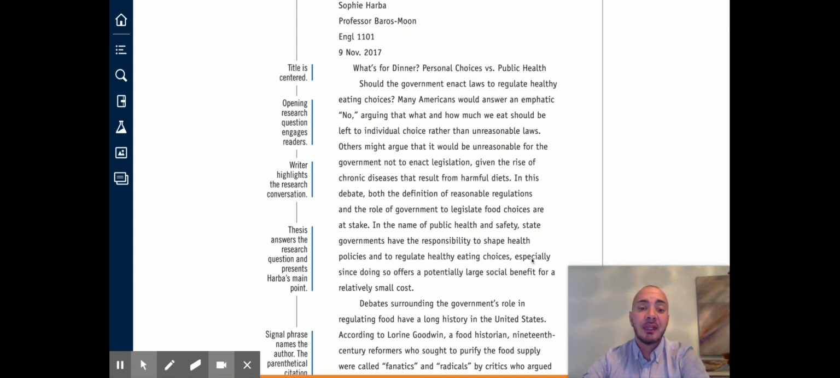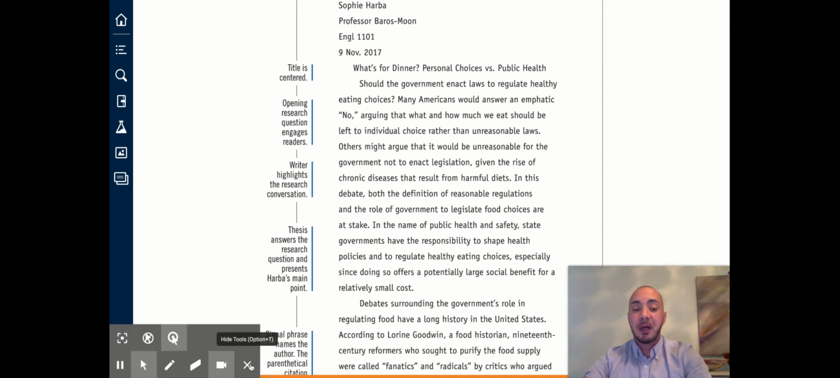And finally, we understand from the third half of her thesis here, the two major points that she's going to speak to are the broad social benefit of enacting these laws and the fact that it's not going to cost very much money. So here we have an introduction that is well developed and focused, and an opening format that is correctly in MLA. In the videos that follow, we'll talk about the body paragraphs.